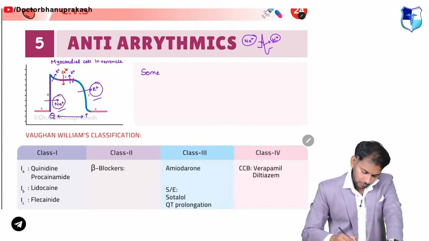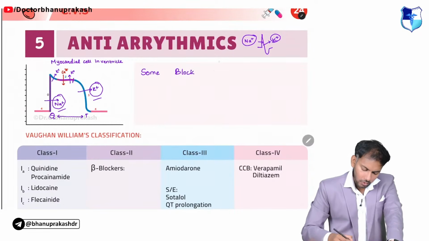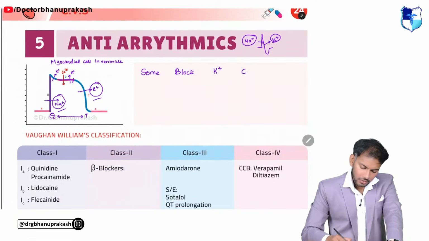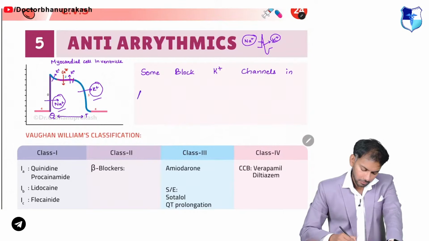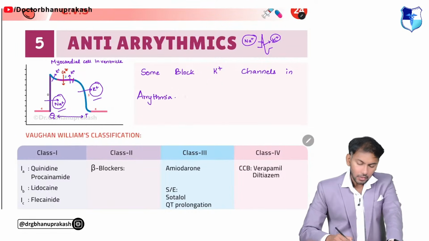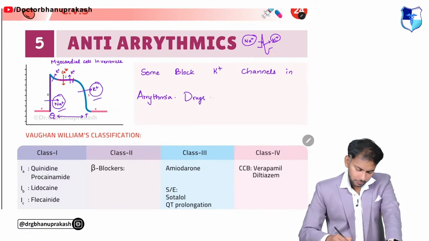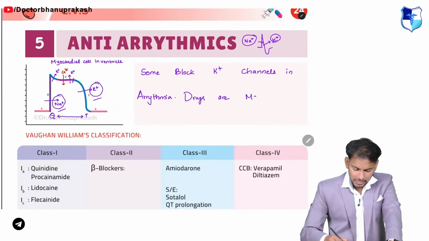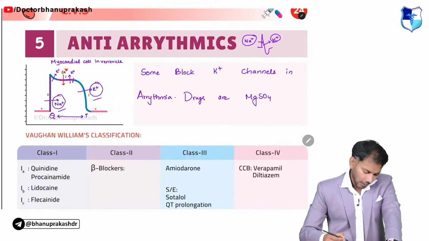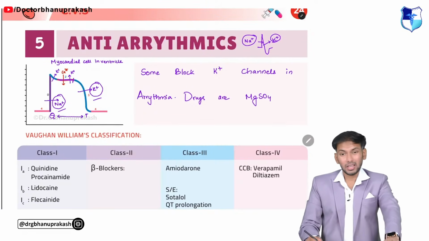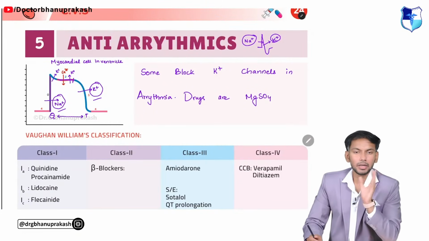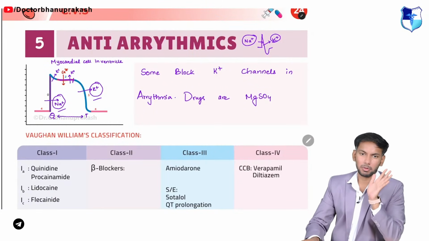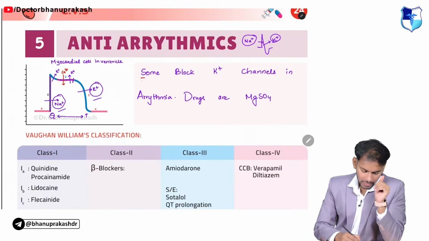Some block potassium channels in arrhythmia. That's all. Now, drugs are magnesium sulfate. Now, why am I saying it like this? We'll see. Some block potassium channels in arrhythmia, drugs are magnesium sulfate. Remember this. Now, some. S for sodium.